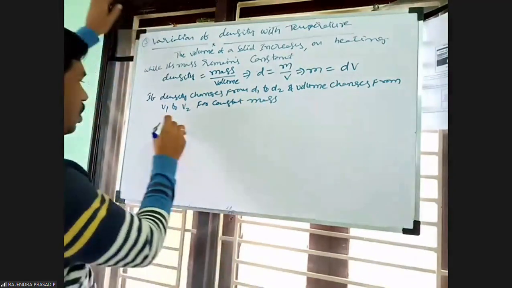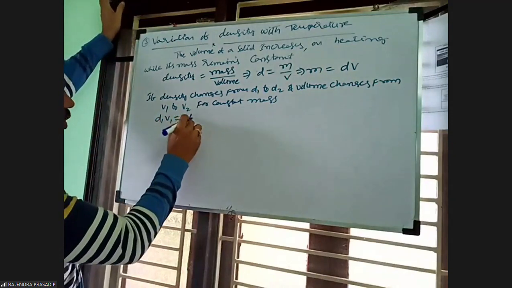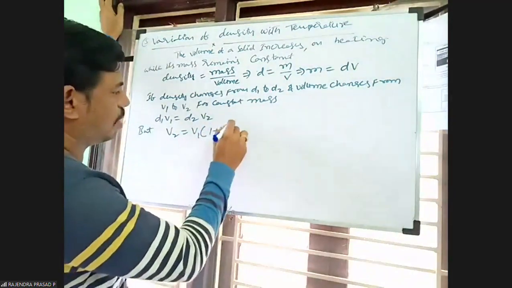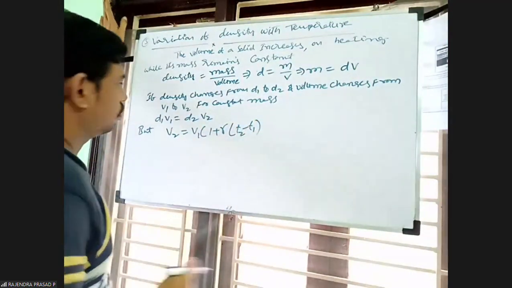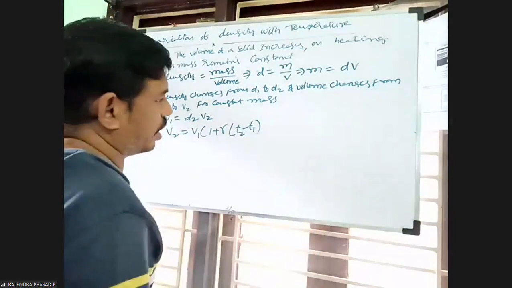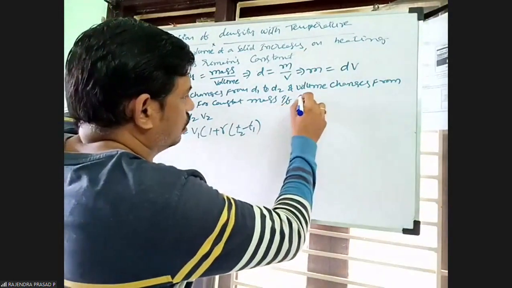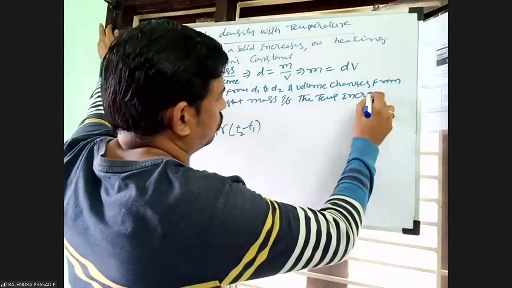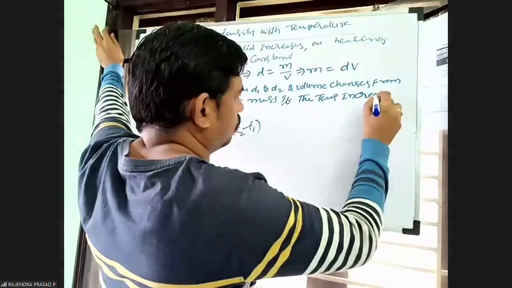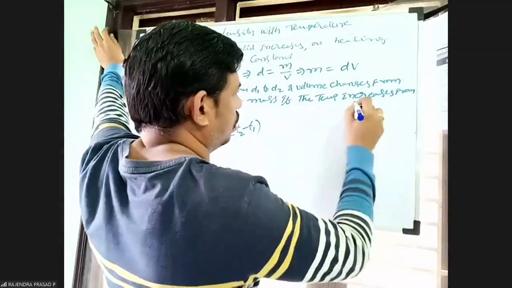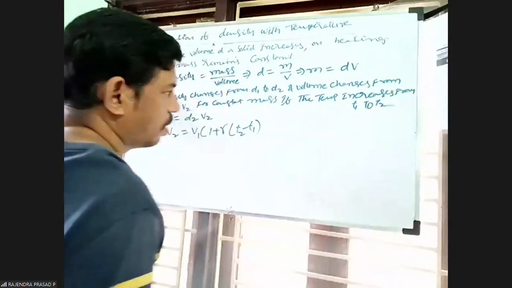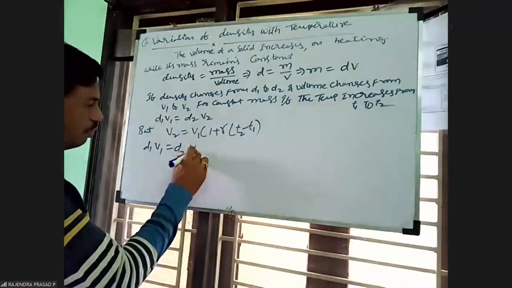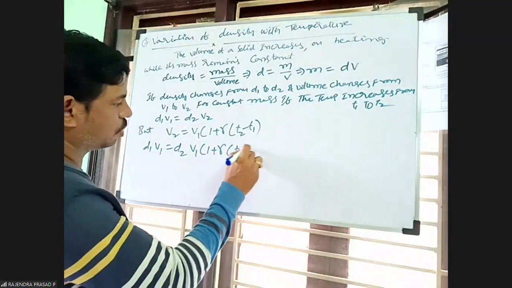Okay, right. So therefore D1 V1 equals D2 V2. But V2 is equal to V1 into (1 plus gamma delta T), where the temperature increases from T1 to T2. So D1 V1 equals D2 into V1 into (1 plus gamma (T2 minus T1)).